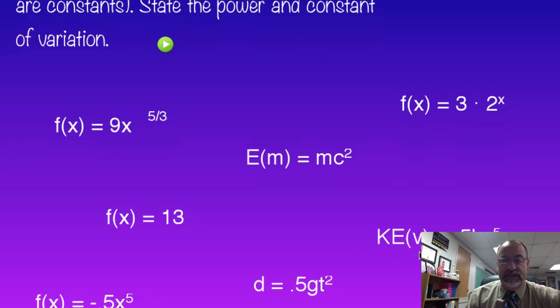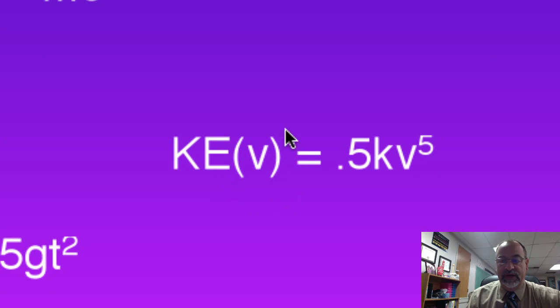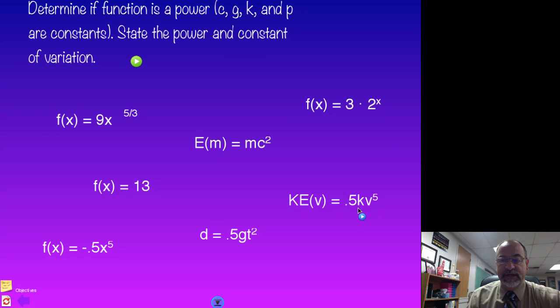Let's take a look at this one here, KE of v. So again, this v is the variable, so I find v. Does it have a constant power? Yes, so the power is a 5. Now what's the constant of the power function? Well, if you remember up here, k is a constant, so 0.5 times k is going to remain constant because k is never going to change, so the constant of this function is 0.5k.